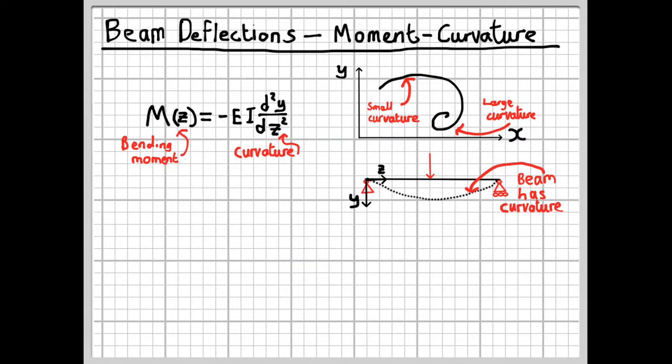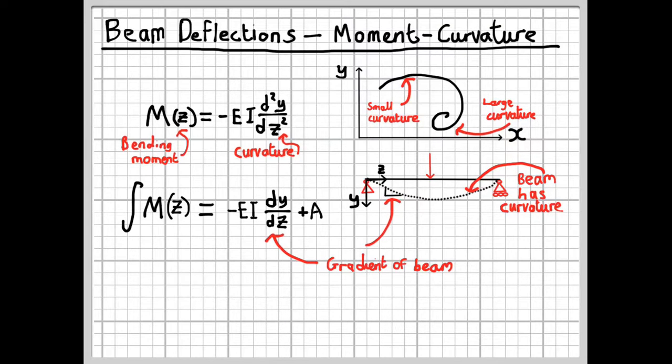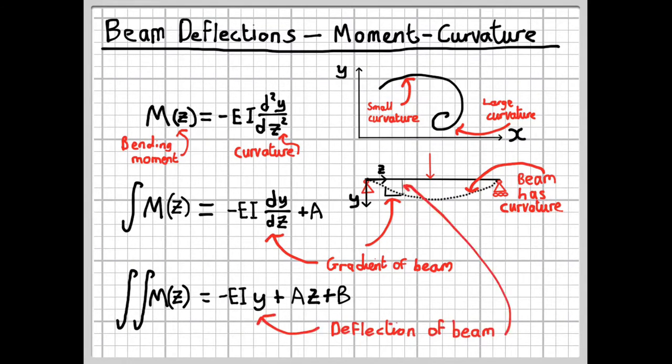So to see how this works conceptually, we'll work through the maths, and then we'll apply it to an example. So here we've integrated once, and we see that we've now got dy by dz appearing in the equation. Now, dy by dz is the gradient of a beam, so this in itself might be useful. If we integrate again, then we get an expression with y, and it's y, the deflection of a beam, that we're looking for here. There are two points to notice at this point.